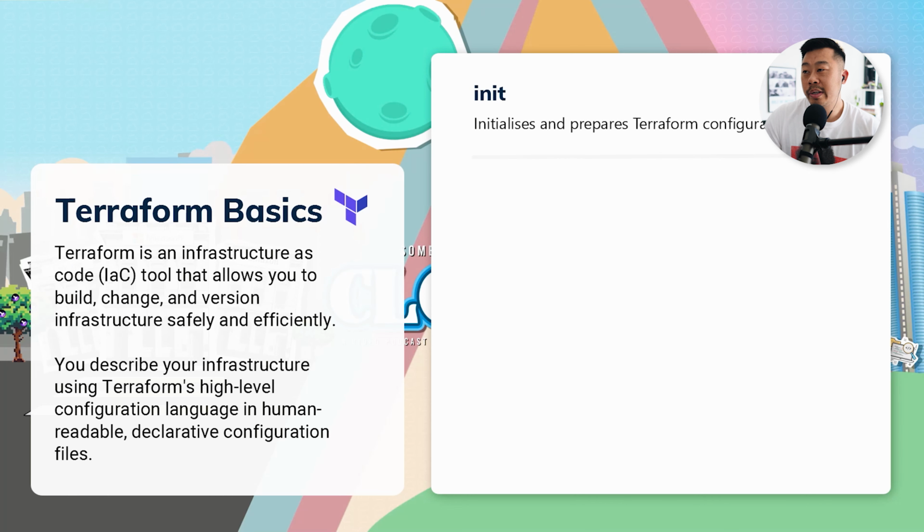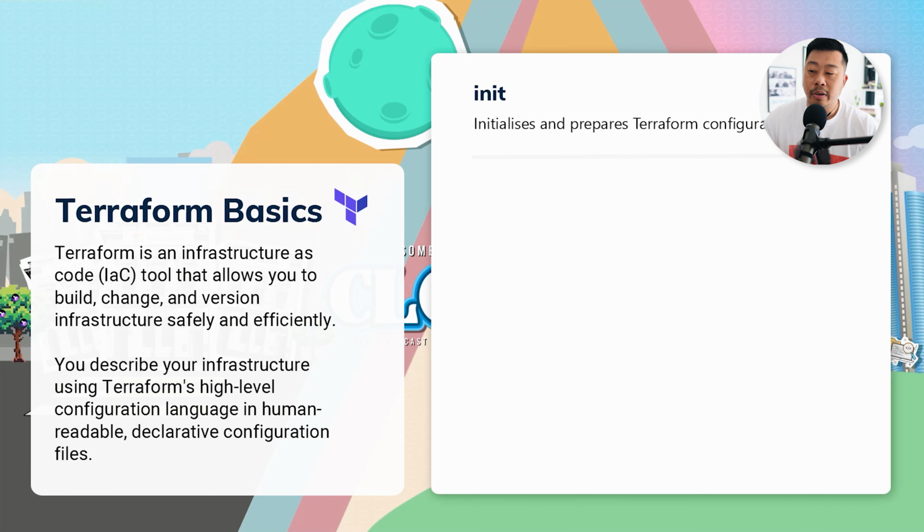So basically you have an init. An init will initialize your local workspace or your workspace in general, which will download providers and any modules you're using, and set up your local workspace so you can run plans and executions. Then you've got validate. Validate will validate your Terraform syntax. It's pretty straightforward. It'll tell you if there are errors or not.